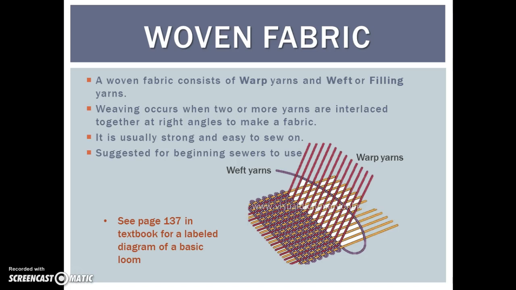Woven fabric consists of warp yarns and weft, also referred to as filling yarns. The weaving occurs when two or more yarns are interlaced together at right angles to make a fabric. Interlacing is when one yarn changes from one face of the fabric to the other.